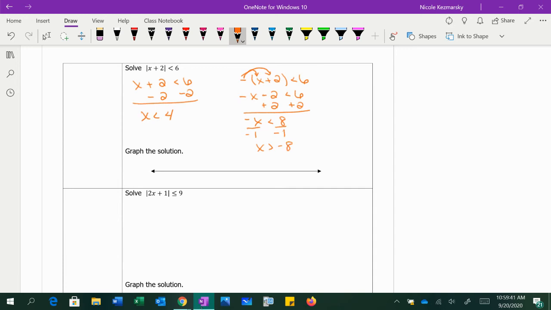And I'm going to put my numbers on the number line. Negative 8 goes on the left because it's less than 4.